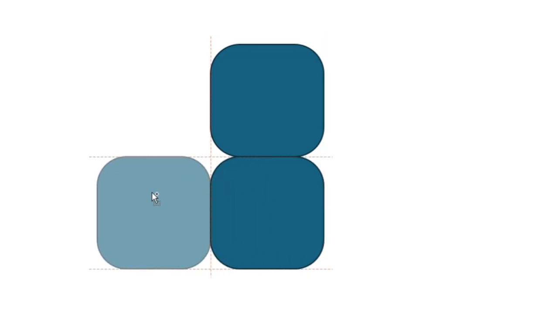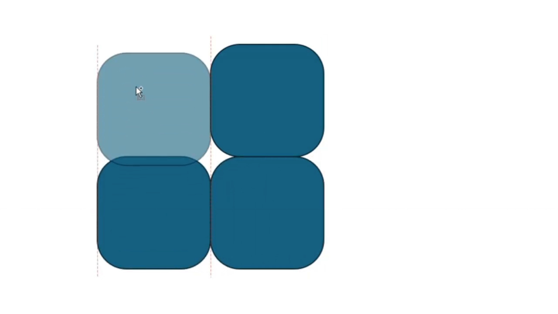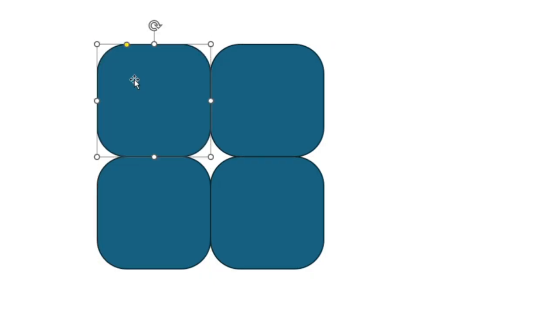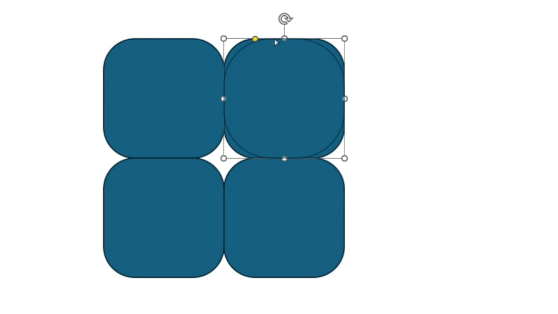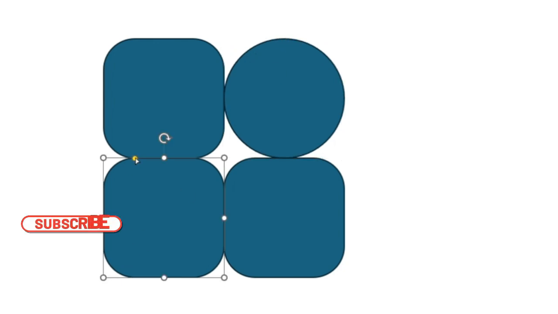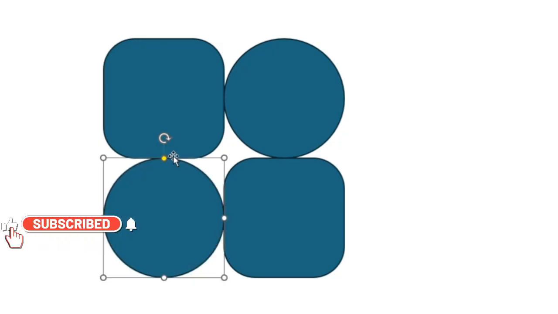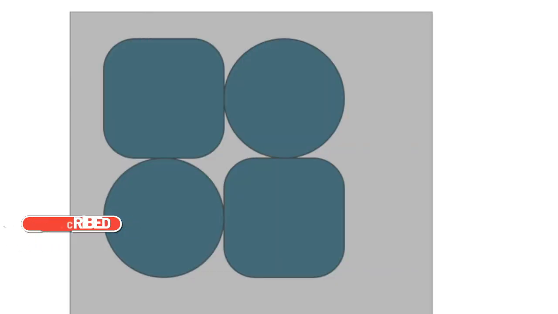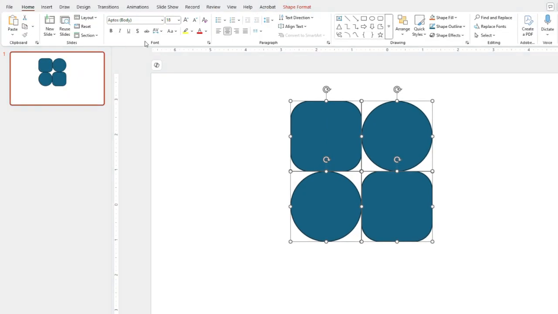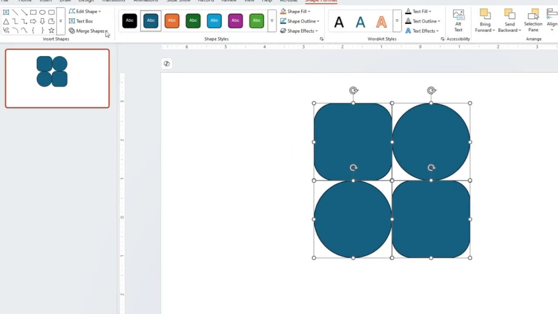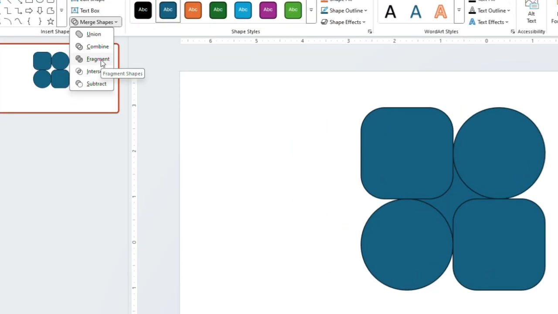It's just copy and paste, so it's done. Once this is done, you select this one and make it round shape. This one also, select and make it round shape. Okay, once done, select all this and go to shape format, go to shape and make it fragment.